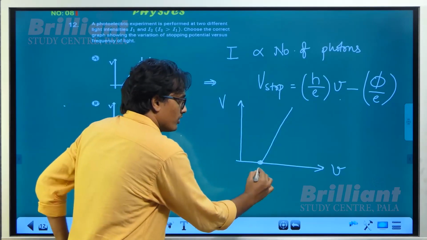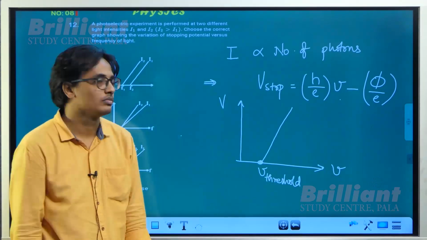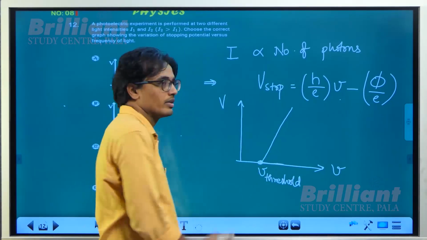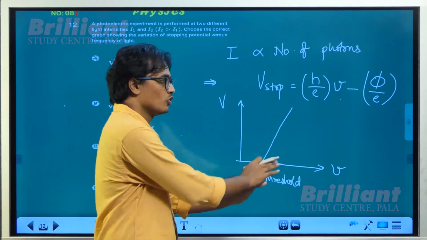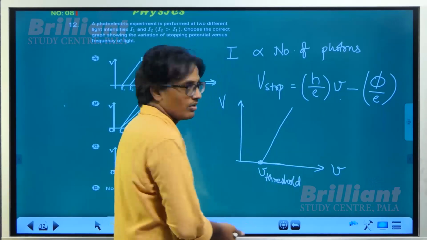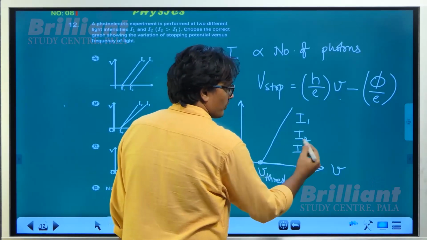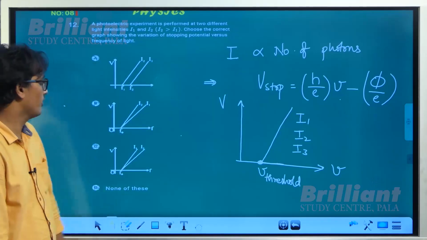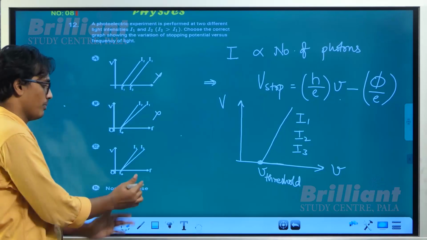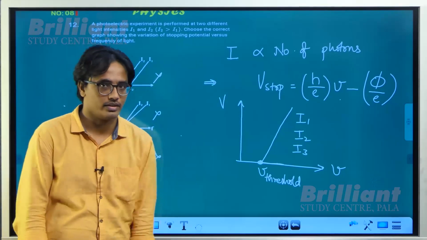So there is a threshold frequency. Now as frequency increases, stopping potential increases. Okay, it is in no way related to intensity. So for different intensities also you still have the same graph, either it is I1 or I2 or I3. It doesn't matter. It is independent of intensity. So wrong. It should be same. Wrong. So none of this. Okay. So the graph should be simply one single straight line.